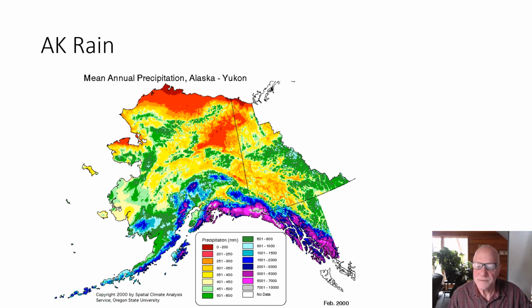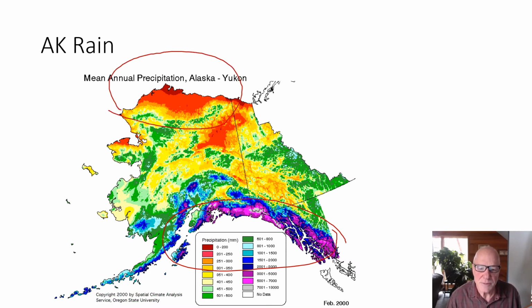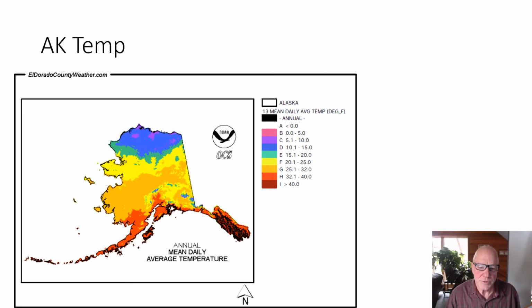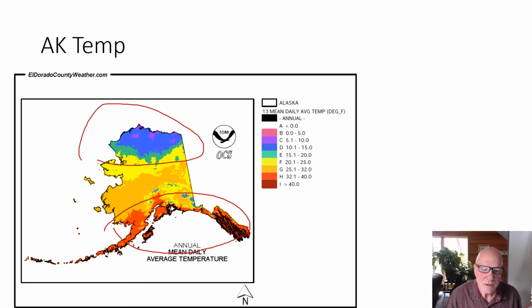Looking at Alaska, it is pretty much as we expect. Very much rain around the coast and extremely dry in Barrow. The temperature is pretty much the same, with a warm coast and a very cold north.